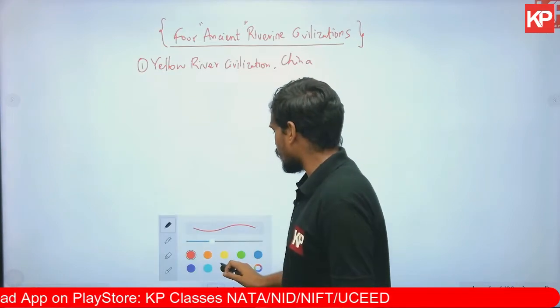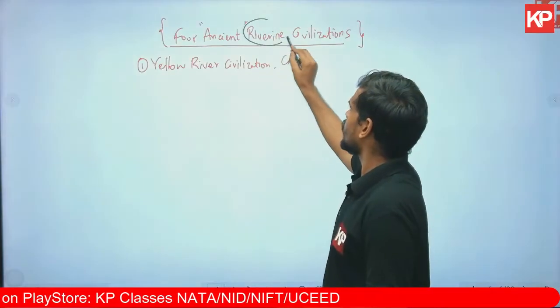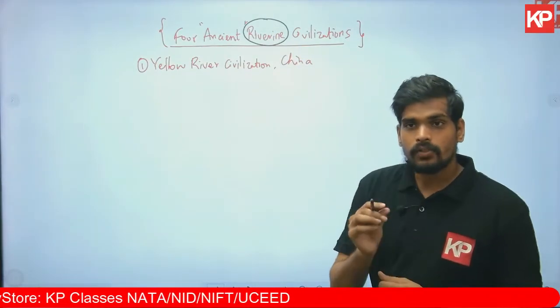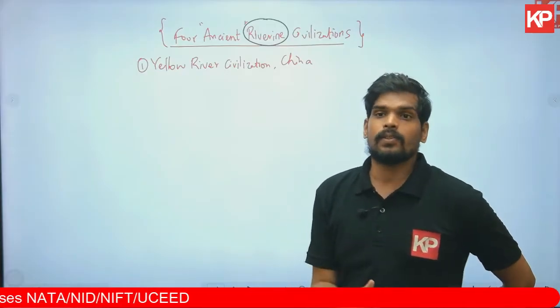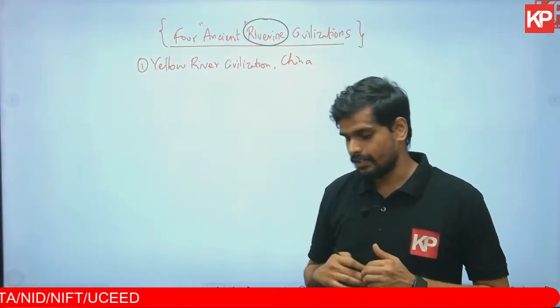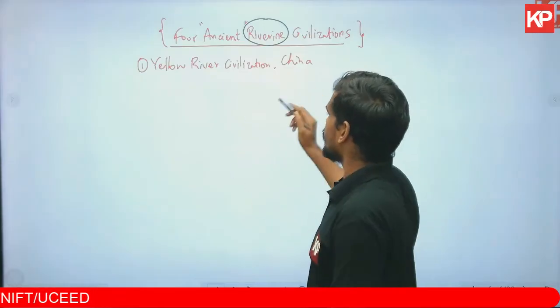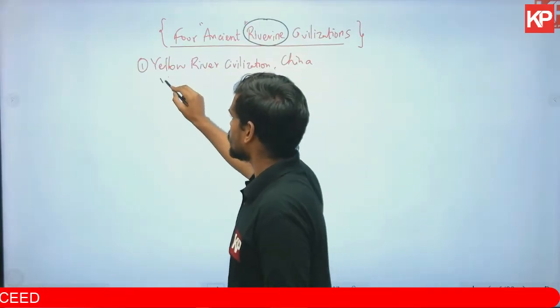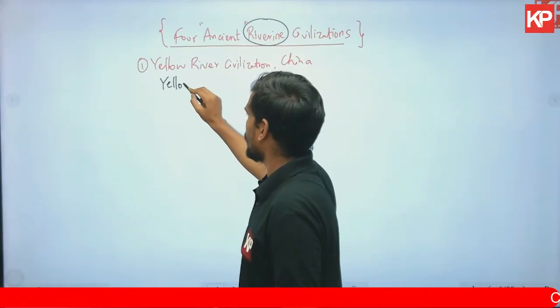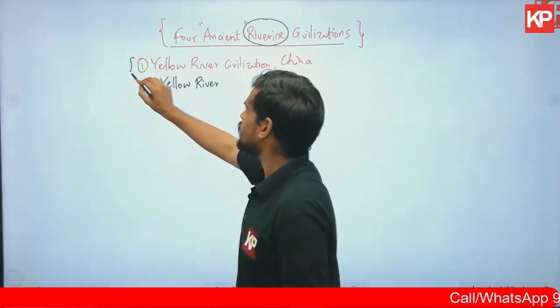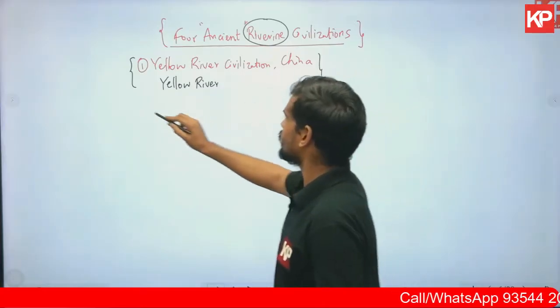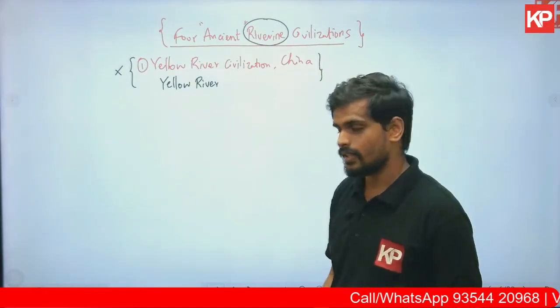What is common in these riverine civilizations? They all exist along a river system. So try to remember the names of the rivers. A question was asked in the NATA examination once on the civilization and what river it existed along. So remember, Yellow River civilization of China, as the name suggests, it was along the Yellow River in China. Other than that, there is not much detail which we will study about this Yellow River civilization.